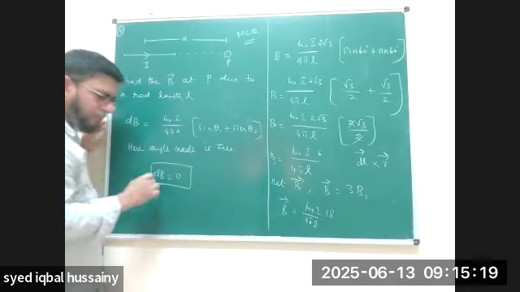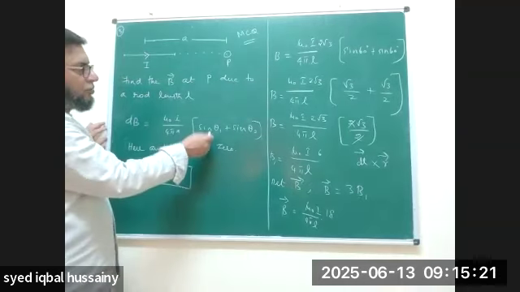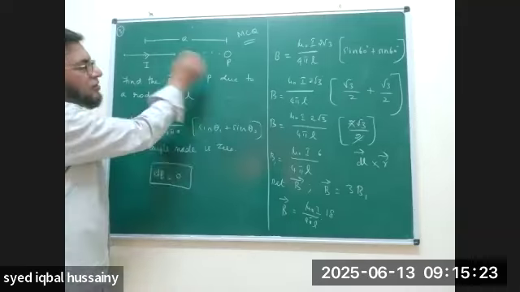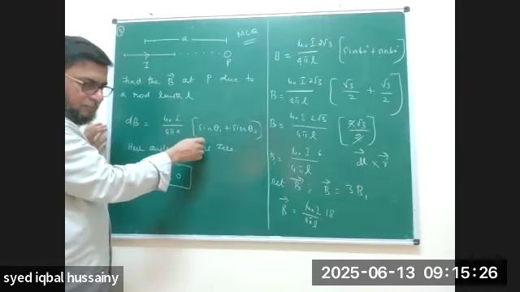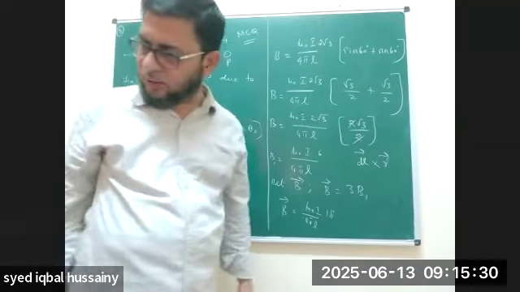Sir, why is it 0? Because sin 0. What is the value of sin 0? 0. So multiplied by everything, it is 0. 1 mark MCQ question. Next question.